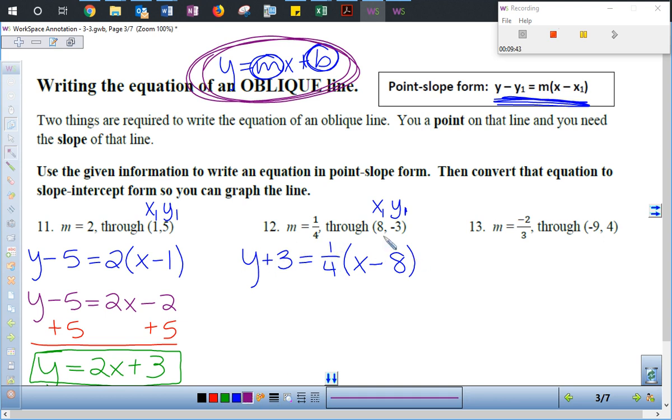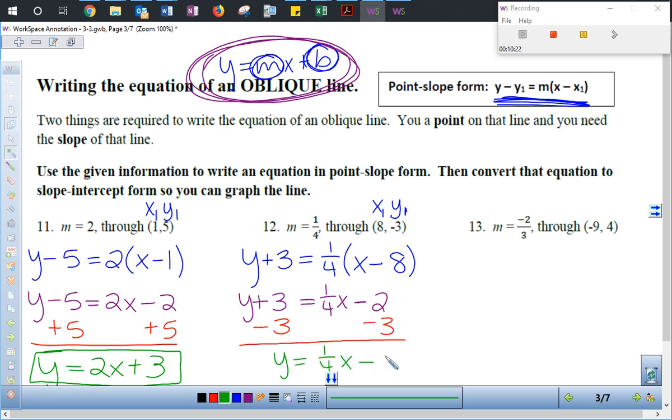Now we need to solve for y. So let's distribute. I'll bring down my y plus 3 equals 1/4 times x is 1/4 x. 1/4 times a negative 8, well, positive times a negative is a negative, and then 1/4 times 8, we'll start with the denominator here. 4 goes into 8 2 times, and 2 times my numerator of 1 is just a 2. So 1/4 times 8 is 2. And if you need to do that in your calculator, that's okay. And next, to solve for y, I'm going to subtract 3 from each side. And I'm going to be left with y equals 1/4 x minus 5.